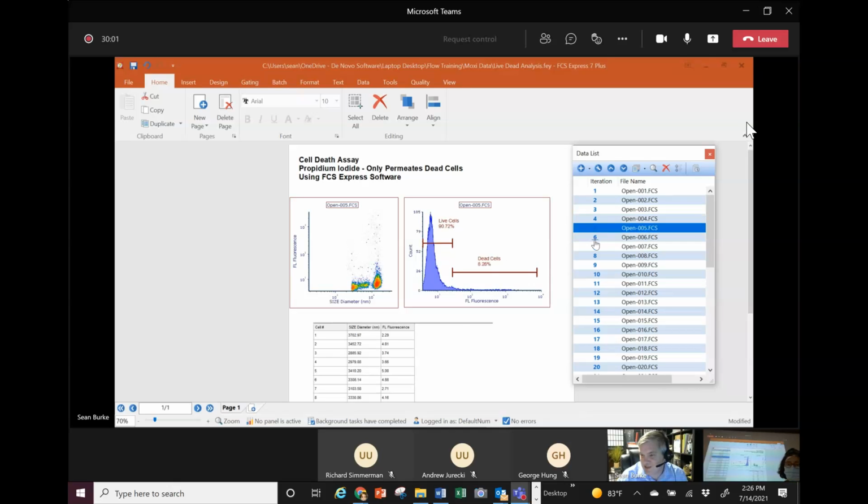So each one of these is its own test tube. And if I click through this, it's giving me some sort of measurement. Now, these cells were stained with propidium iodide, right? This isn't one of those antibodies.